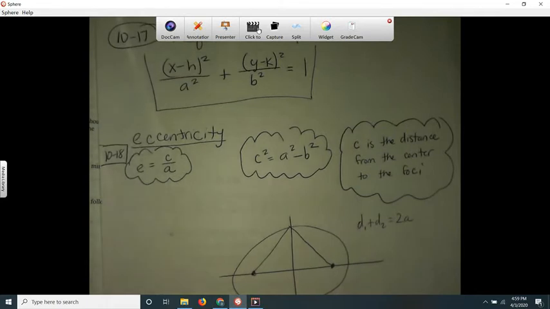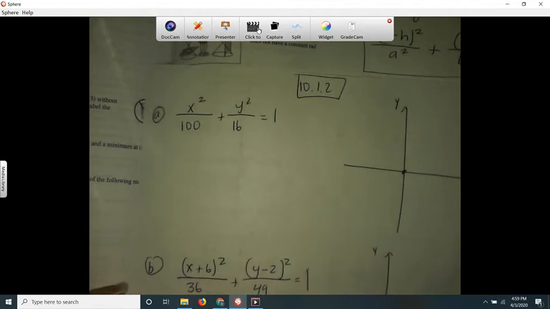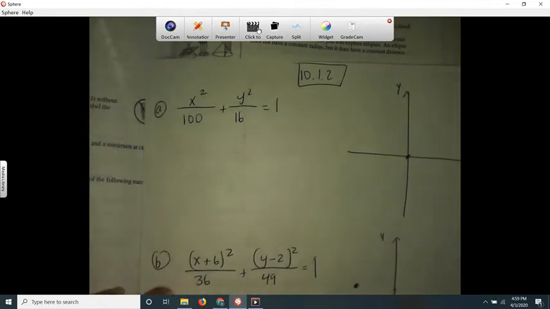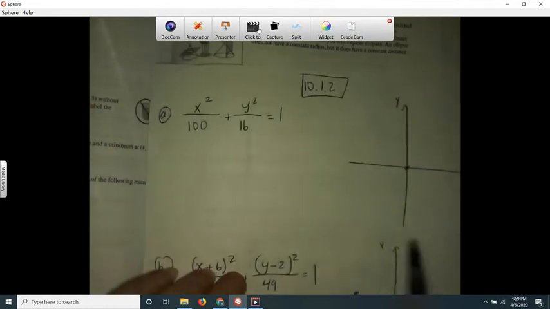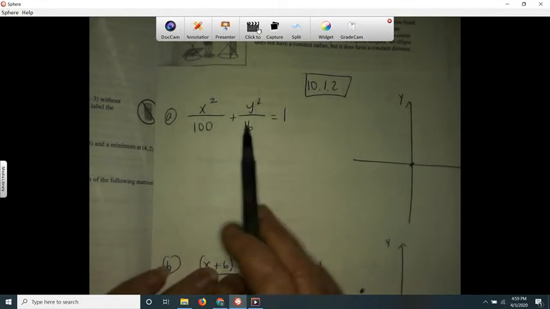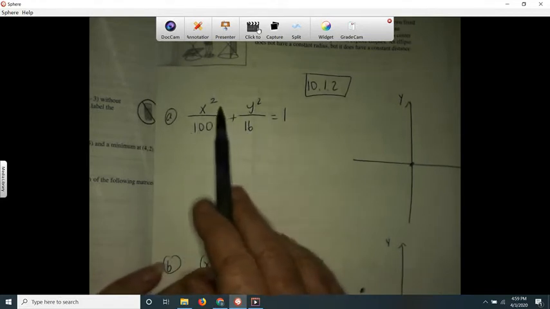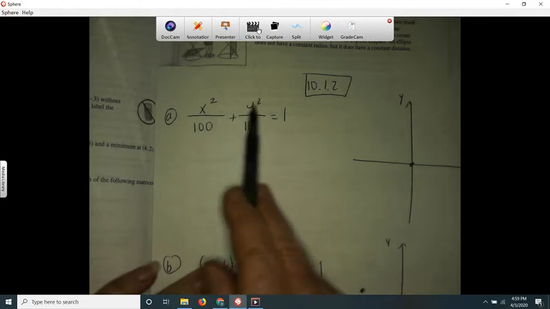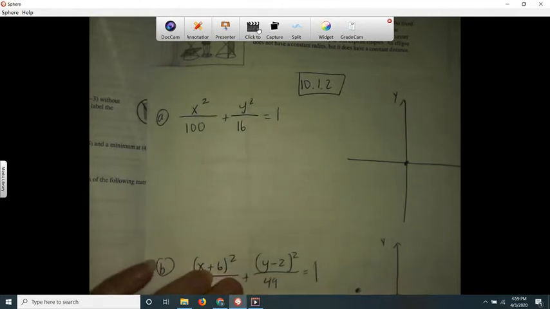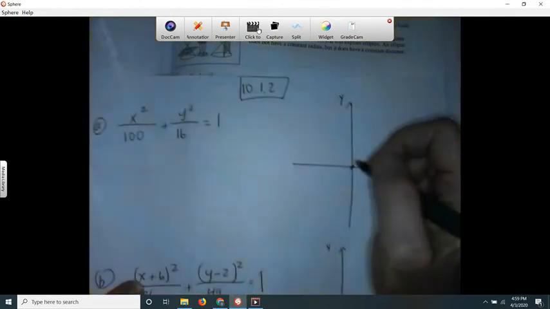Okay. Did I graph them? I thought I graphed them. Let's see. I'm going to graph them. So this is a and b down here, and I see that there's no vertical or horizontal shift. So my center is going to be at 0, 0.